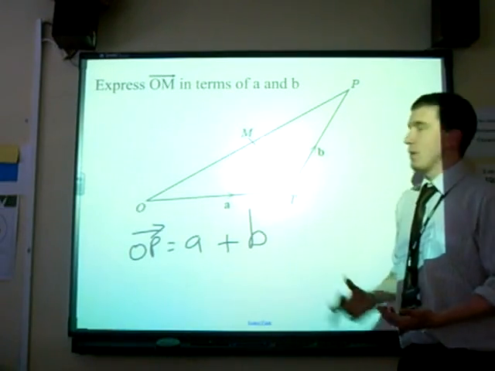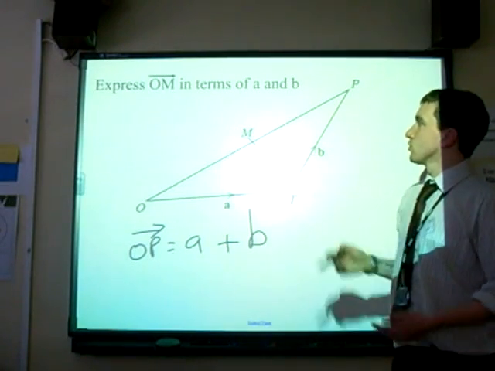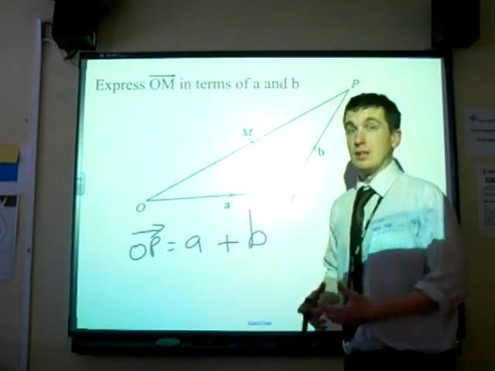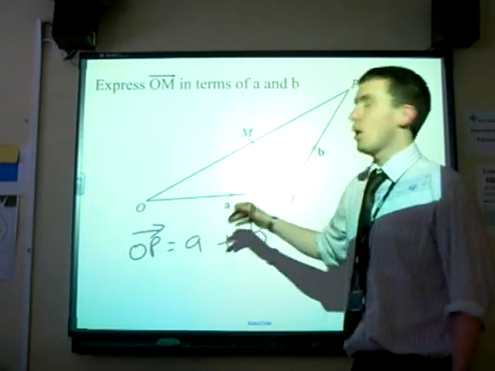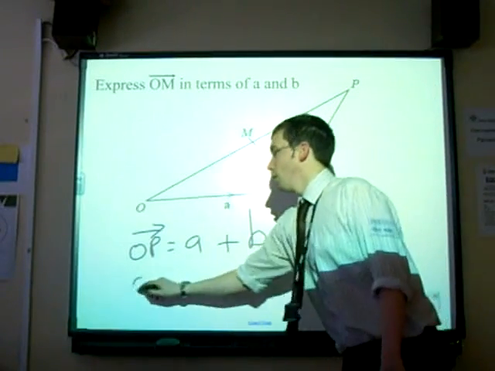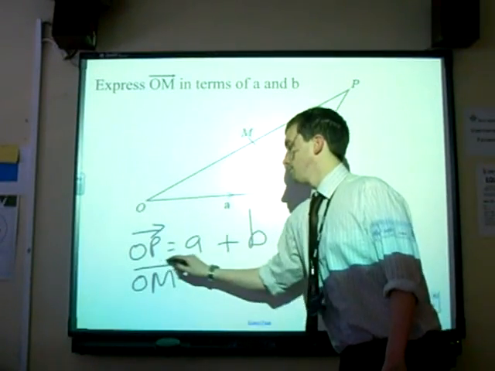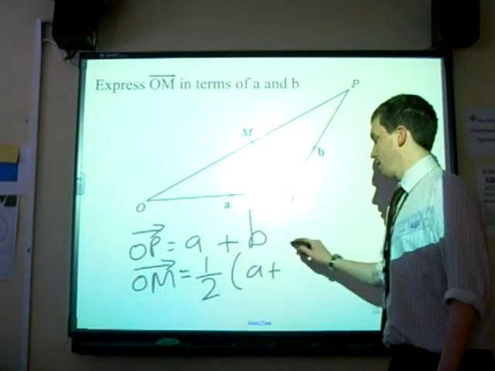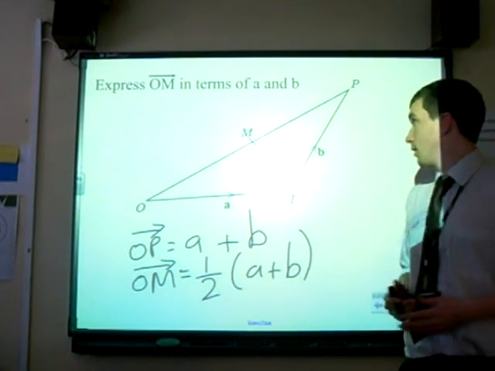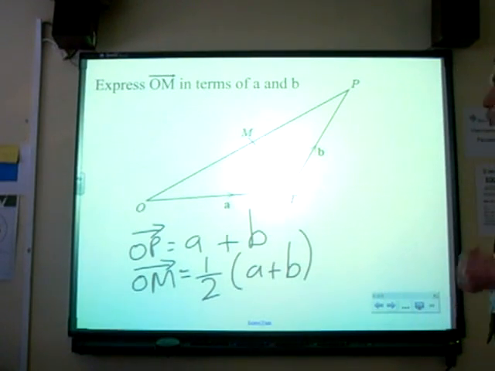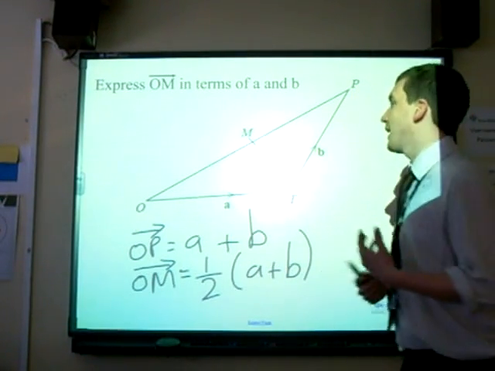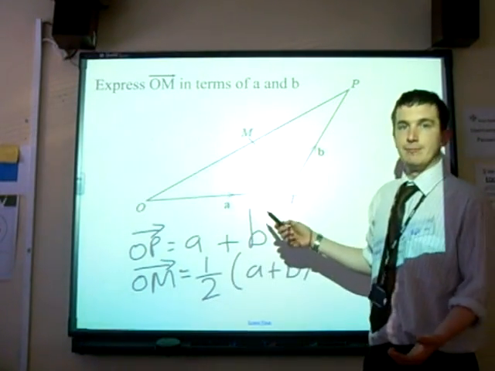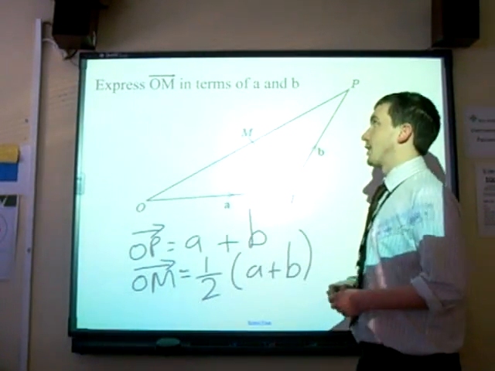But we don't want O to P, we want O to M. Well, it tells us that M is the midpoint, so it means it's in the middle. And if it's in the middle, it's half of something, so we can half all of this. So we know that O to M is going to be half of A plus B. Quite a tricky thing to do, because you have to get your head around the fact that you're going from there to there and halving it. Very tricky.